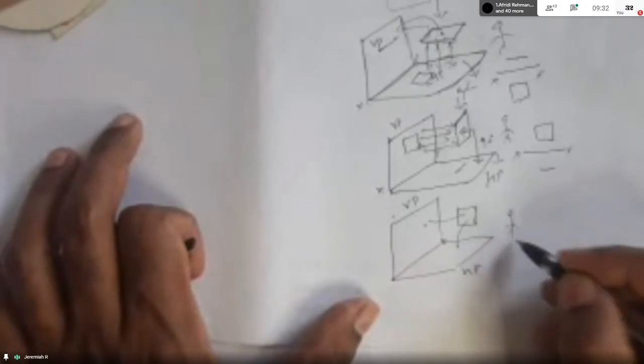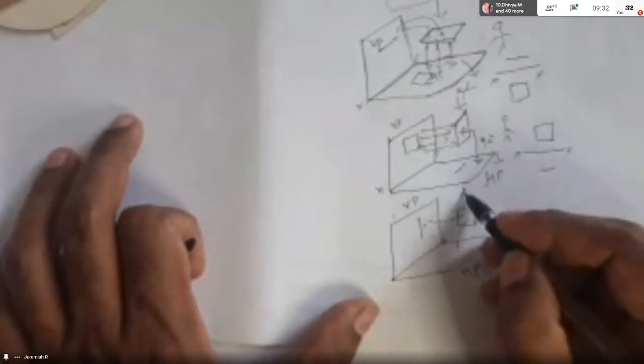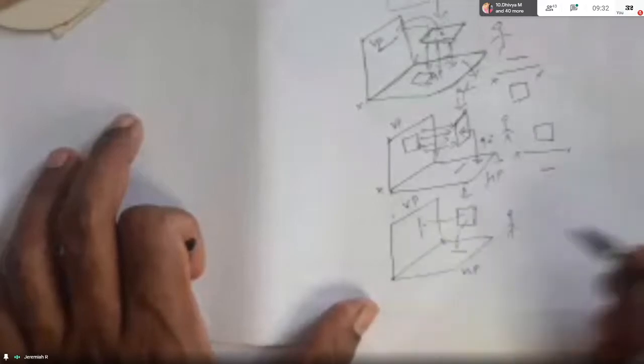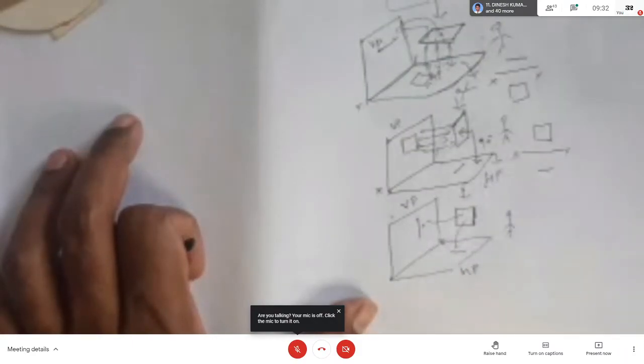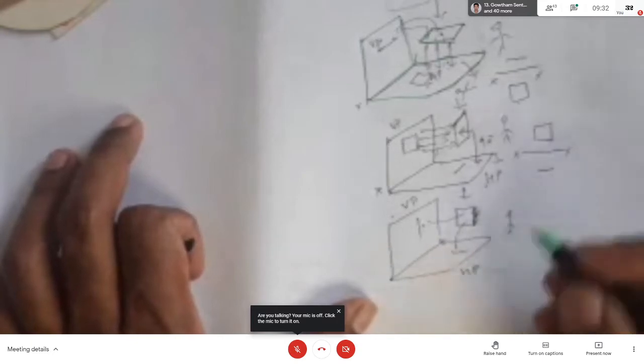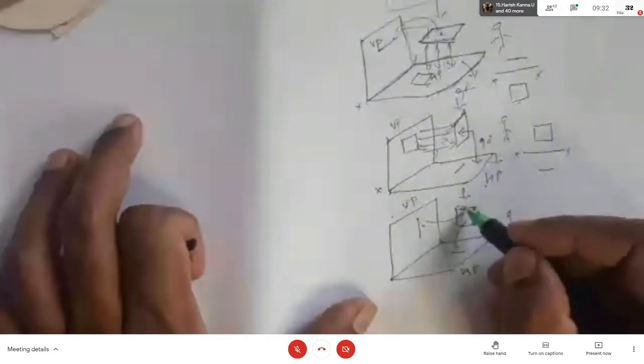So if we see from the front, we'll get a straight line. If we see from the top, we'll get a straight line. In the front view, we'll get this; only this is visible. In the top view also, only this is visible.